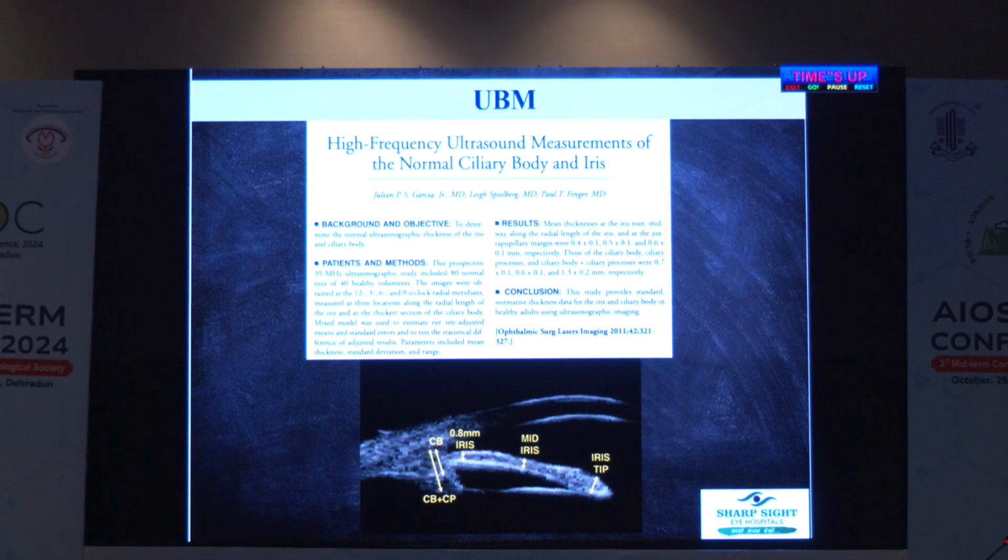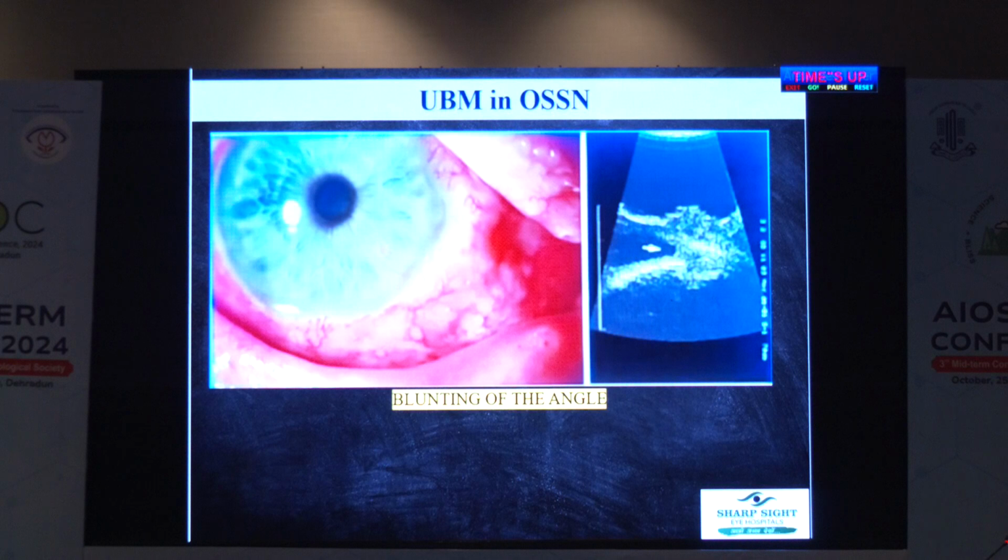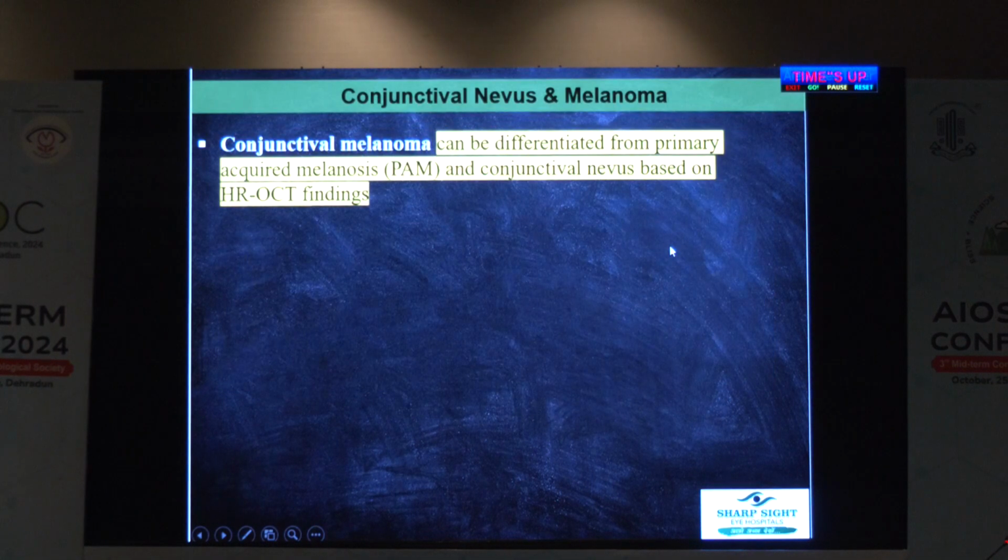So this is one article. If there is anybody young who wants to pursue oncology or is doing oncology, this is a good article to familiarize yourself with how a normal UBM finding looks. This is how angle blunting looks, just to give you some perspective. This is how angle blunting looks on a UBM.